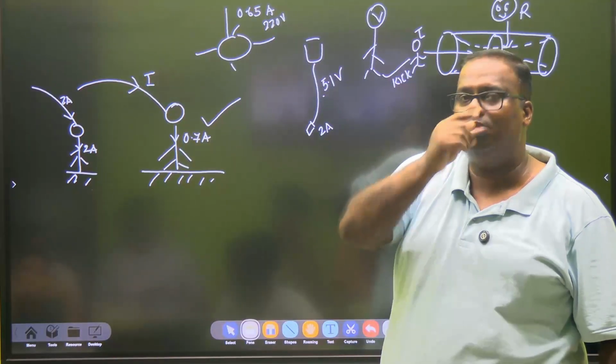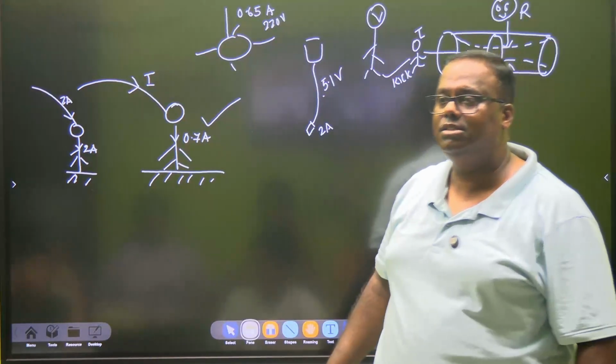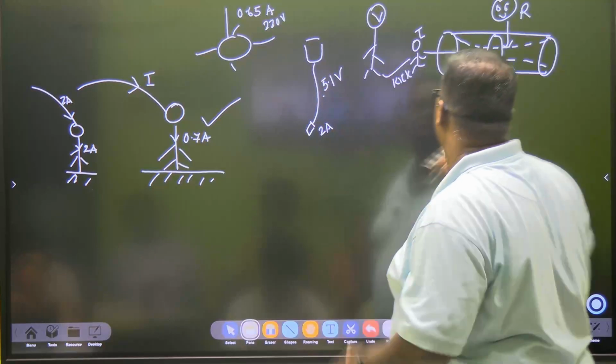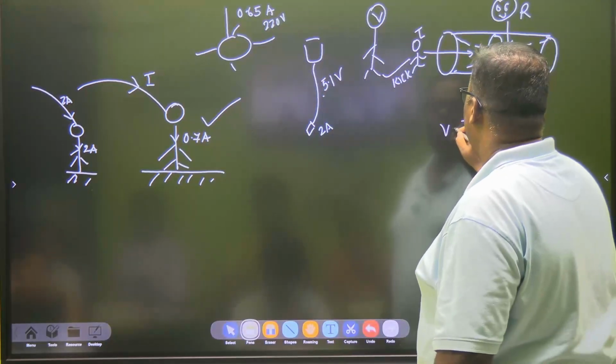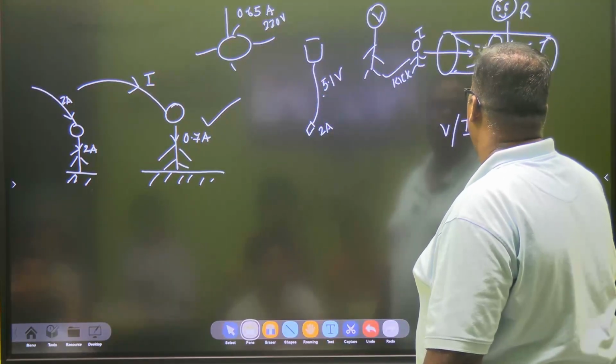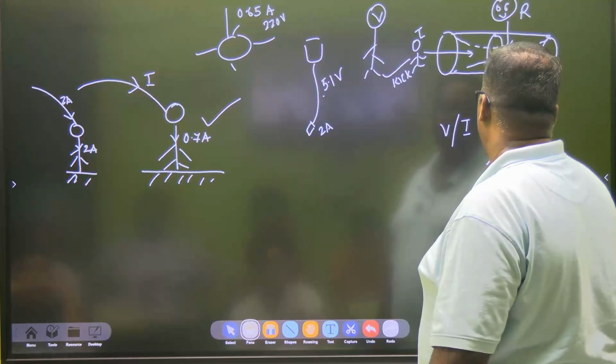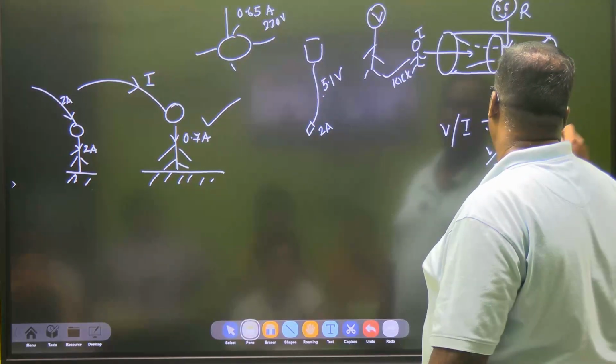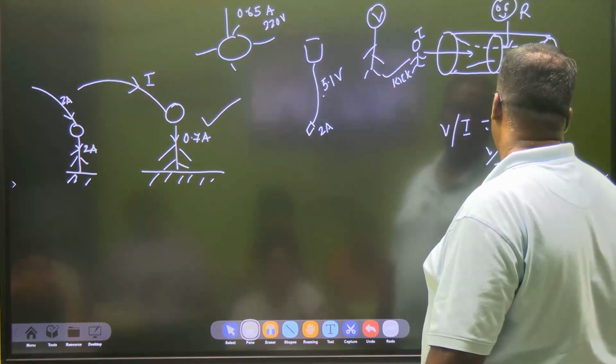Yeah, one minute, I'll take her query. Isn't current V by I is equal to R? V by I is equal to R. So you're trying to find out current. Current is voltage by resistance. Yes, correct.